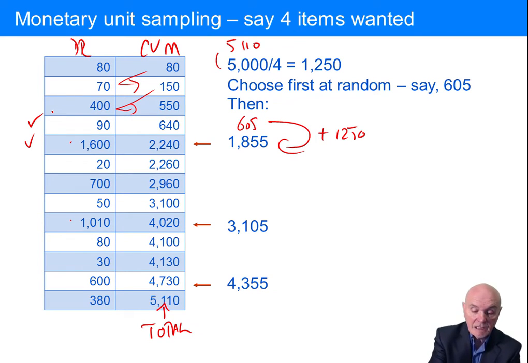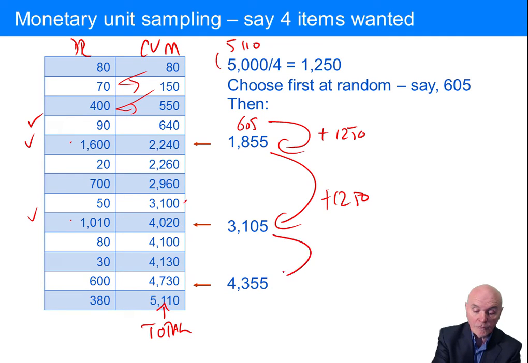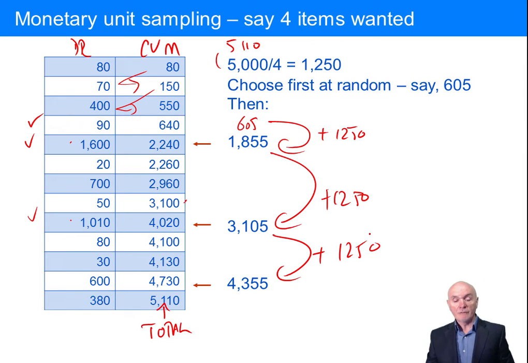And then what we're going to do is we're going to take the 1855 and leap forward another 1250. That's going to take us up to 3105, and this person here will be chosen because that 3105 occurs just after this customer here, and we'll be in there. And then finally, to get our fourth one, another plus 1250. That's going to bring us up to 1355, and this one is going to be in here somewhere.